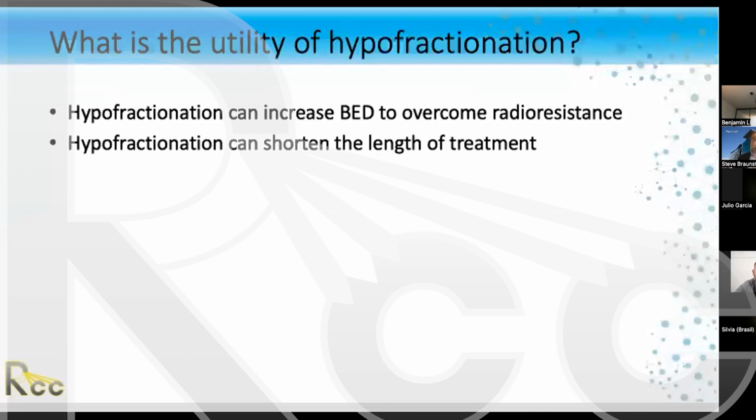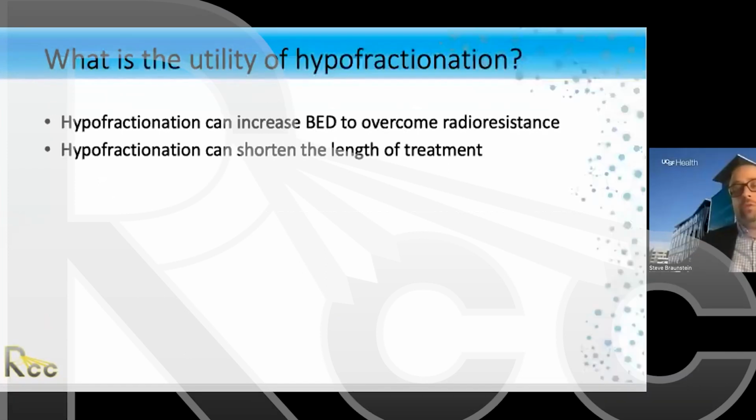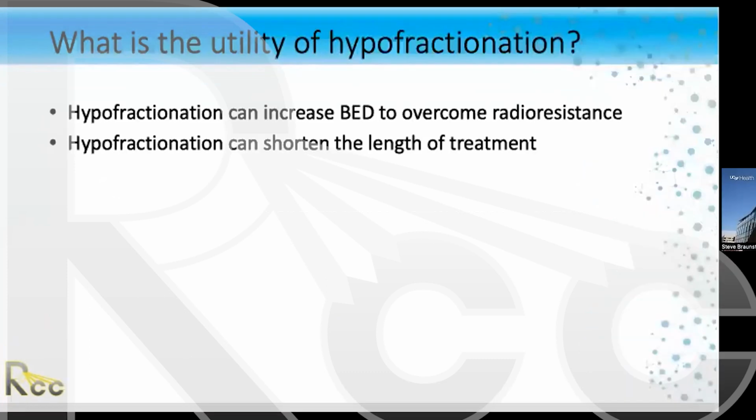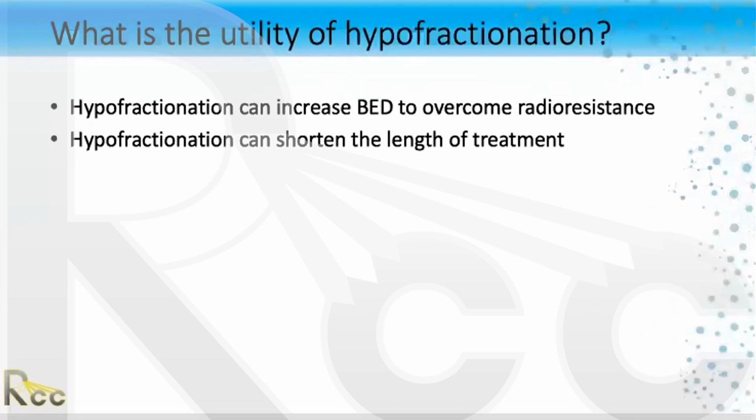And also, there is a logistics or resource component to this, in that it can shorten the length of treatment. Currently, these patients by conventional radiation are treated over 6 weeks, and that's a significant demand for both facility time as well as patient time, especially in the setting of what is a very severe prognosis. So hypofractionation can shorten the length of treatment.